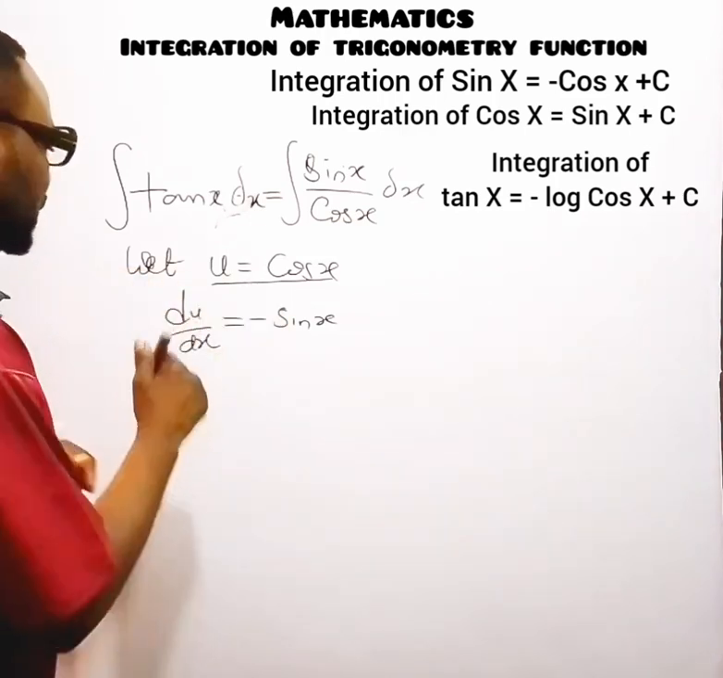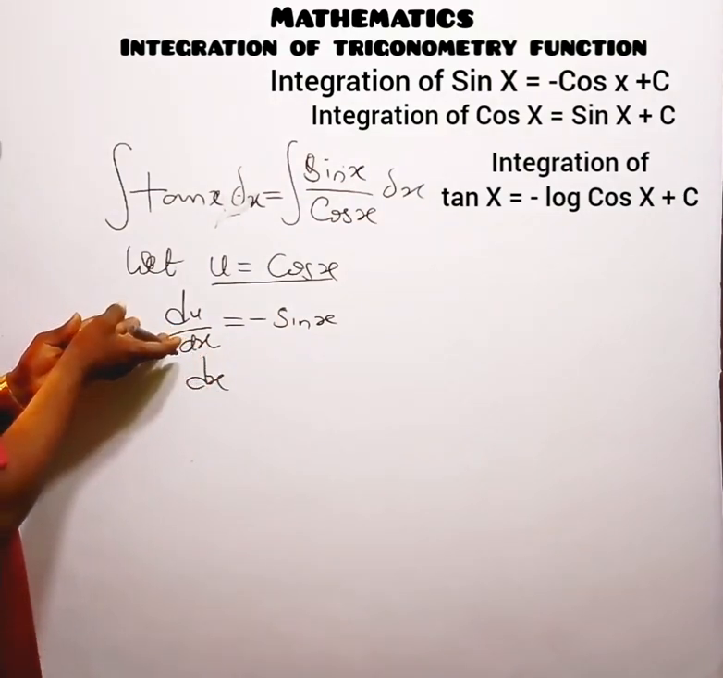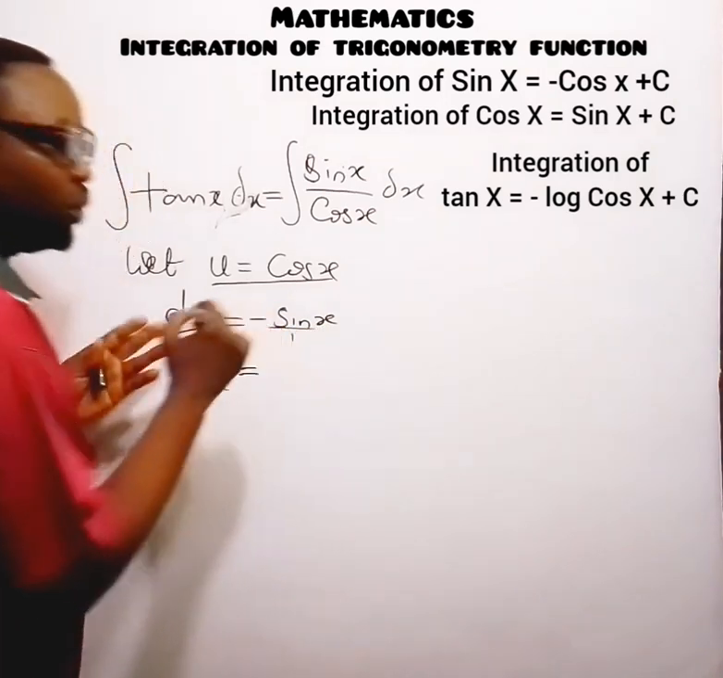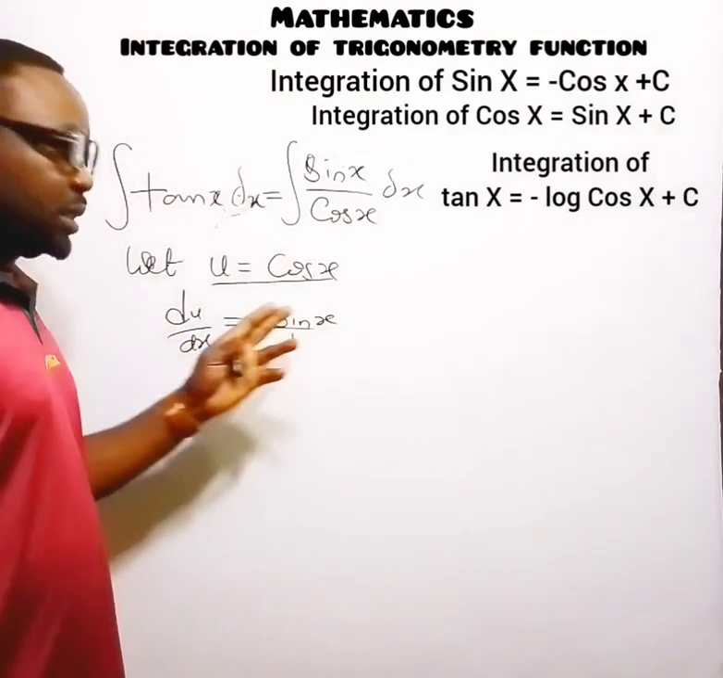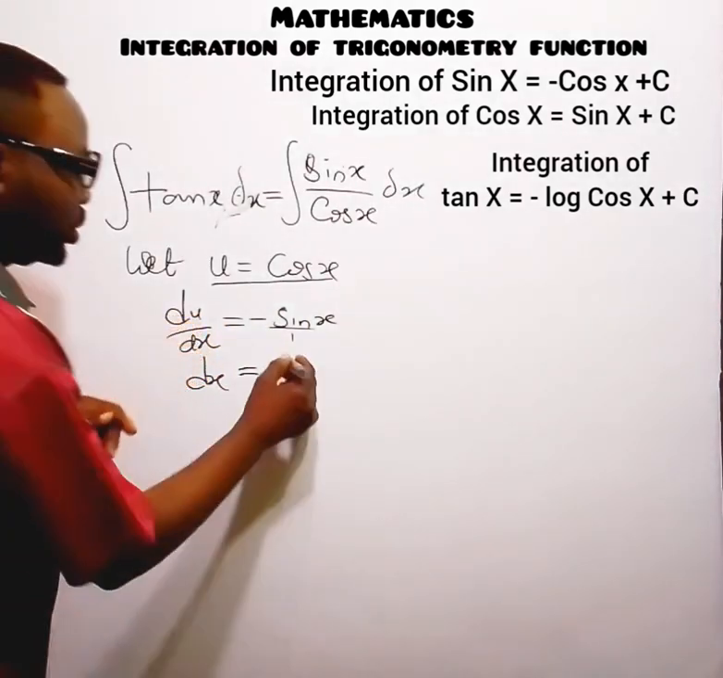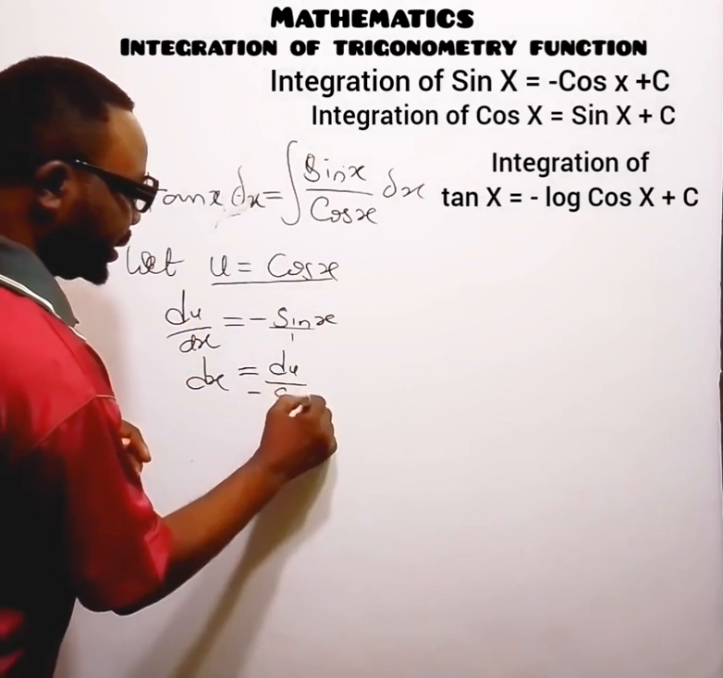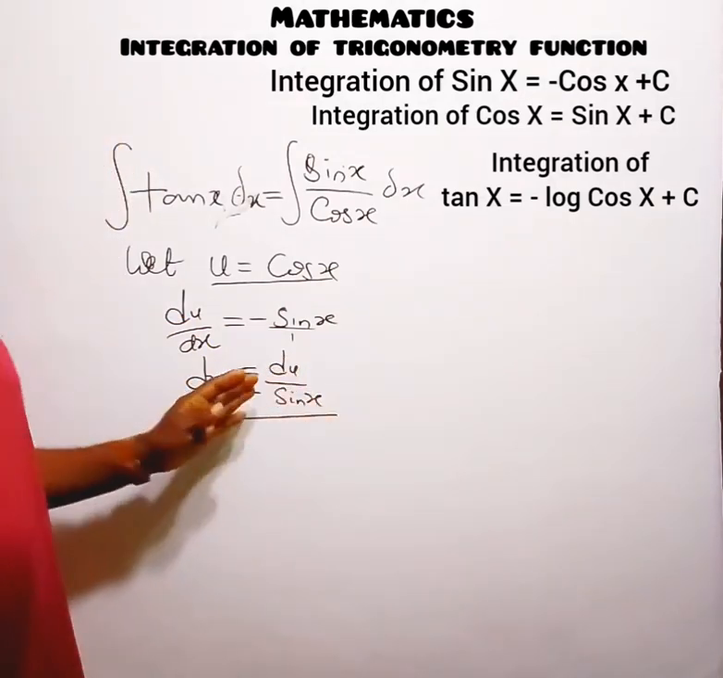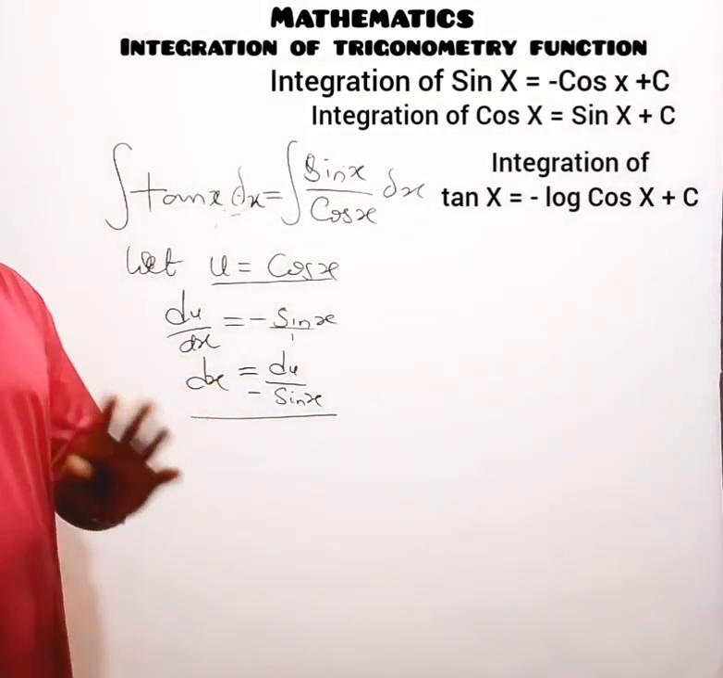Now I can say, making dx the subject of the formula, dx will be equal to, if I look at this, I say this is over 1. By doing cross multiplication, I'm going to have dx multiplied by minus sine x, which means dx will now be equal to du over minus sine x. That is the value of dx. Let me underline this value here as well, because it's going to be useful very soon.